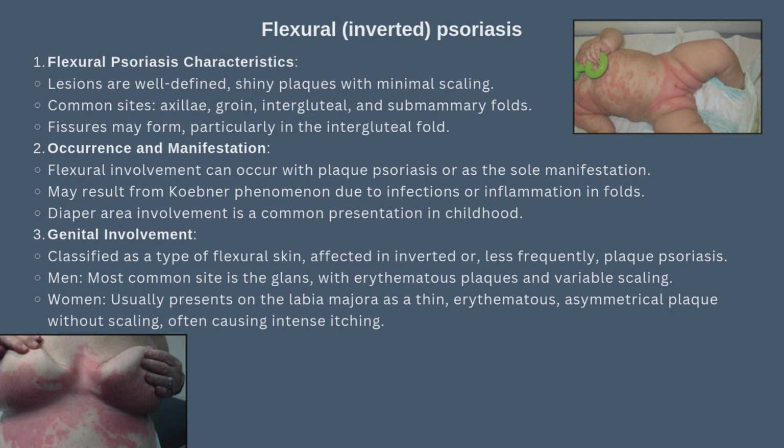Occurrence and manifestation: flexural involvement can occur with plaque psoriasis or as the sole manifestation, and may result from Koebner phenomenon due to infections or inflammation in folds. Diaper area involvement is a common presentation in childhood. Genital involvement, classified as a type of flexural skin, is affected in inverted or, less frequently, plaque psoriasis. Men: most common site is the glans, with erythematous plaques and variable scaling. Women: usually presents on the labia majora as a thin, erythematous, asymmetrical plaque without scaling, often causing intense itching.